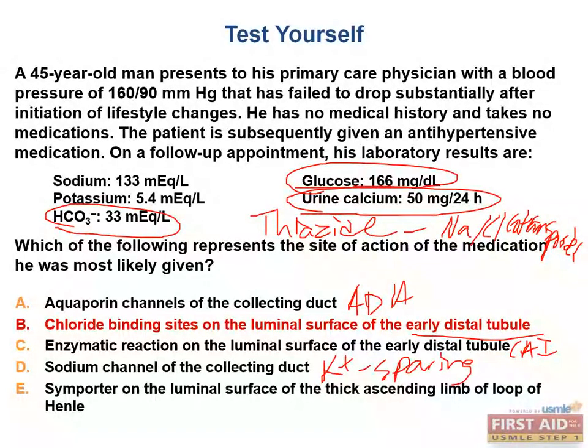And finally, E is not correct because this describes the site of action of the loop diuretics, which block the sodium potassium chloride symporter in the thick ascending limb of the loop of Henle. Now, loops cause a metabolic alkalosis like thiazides, but they cause increased urine calcium concentration. Remember that loops lose calcium.